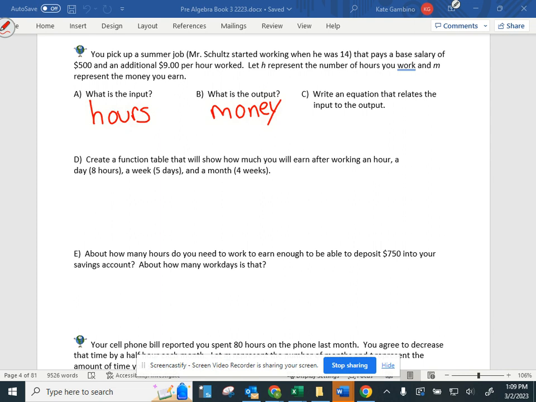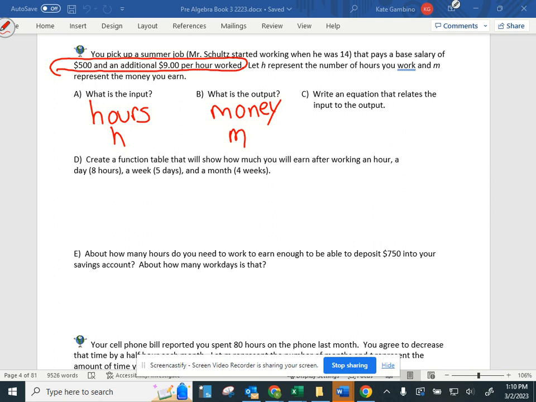So now we need to write an equation that relates the input to the output. So hours is H, money is M. What equation do you think we should have, Aiden? Hours equals money. So we don't want to forget this part of our equation. There's a base salary of $500. So everybody starts with $500. And then for every hour you work, you get $9. So it's going to be a little more complicated than what you were thinking.